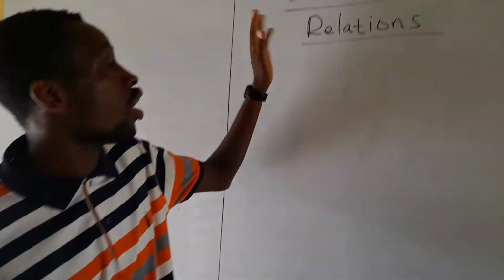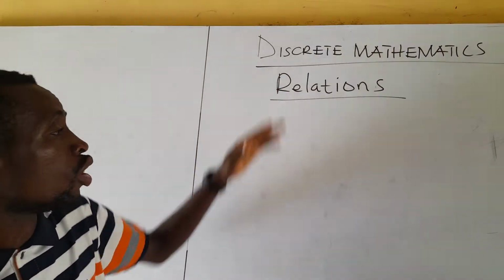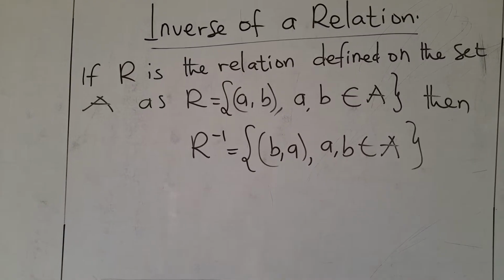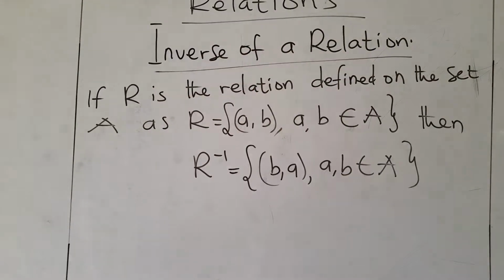Today we are continuing discrete mathematics and our discussion will still be on relations. Today before the video ends, we'll learn the inverse of a relation. Then we'll learn how to combine two relations. This will be a very interesting engagement. Please watch the video till the end. So we'll start things off with the inverse of a relation.